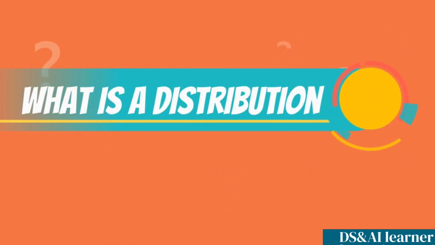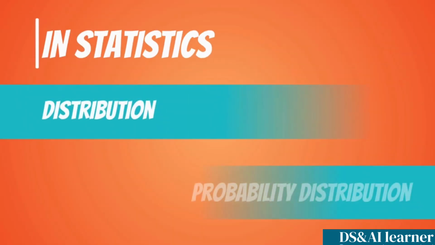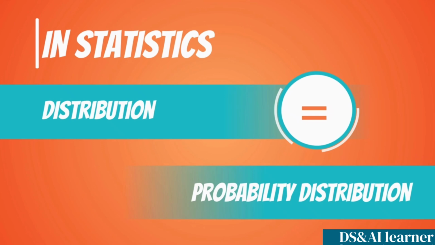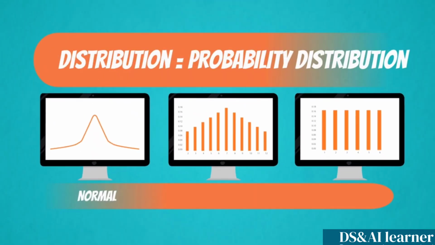Before we can talk about testing, we have to learn what a distribution is. And in this lesson, we'll do just that. In statistics, when we use the term distribution, we usually mean a probability distribution. Good examples are the normal distribution, the binomial distribution, and the uniform distribution.